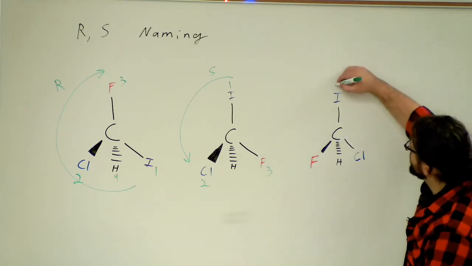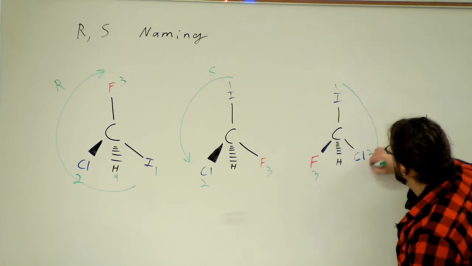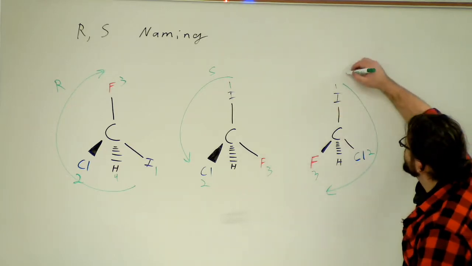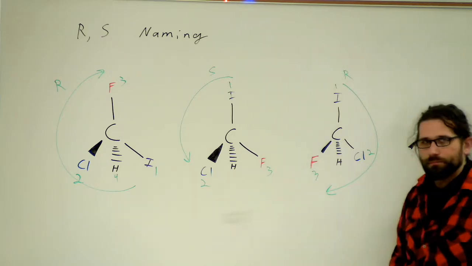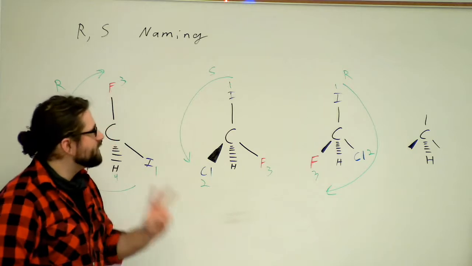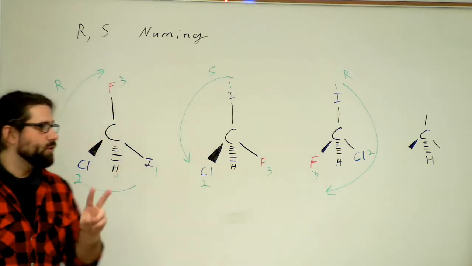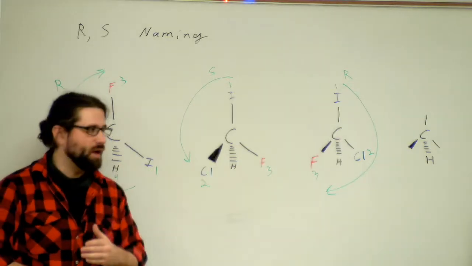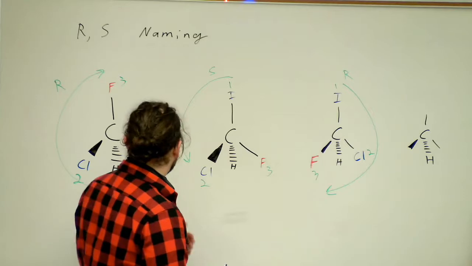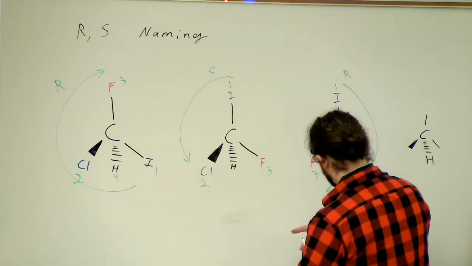Now once again, iodine is number 1, chlorine is 2, fluorine is 3. And now I'm going clockwise. I'm going to the right. So this becomes the R enantiomer. So just flipping two groups causes this to flip its orientation. There's only two options for the orientation. It's either going to be clockwise or counterclockwise. So let's look at one more. Let's flip these back. Let's flip iodine, fluorine.